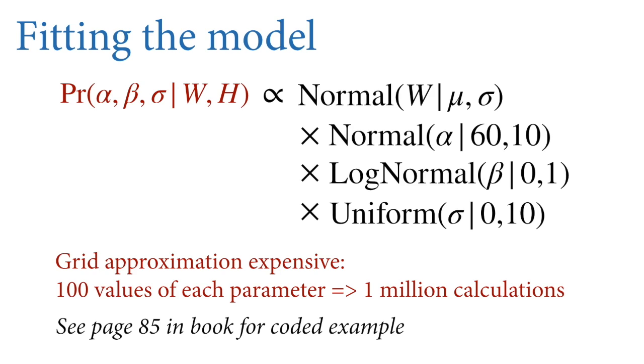What is that calculation? It's the calculation on the slide. You just multiply the normally distributed probability of W given a particular H, which is inside of mu, and a value of sigma, and then a value of alpha and a value of beta, using this product of four different probabilities now. And you do that 1 million times, and you'll have a posterior distribution. And if you see page 85 in the book, I give you code to do this. It's just looping through all those possibilities, all the different combinations of alpha, beta, and sigma, and you can compute, in principle, any posterior distribution this way.